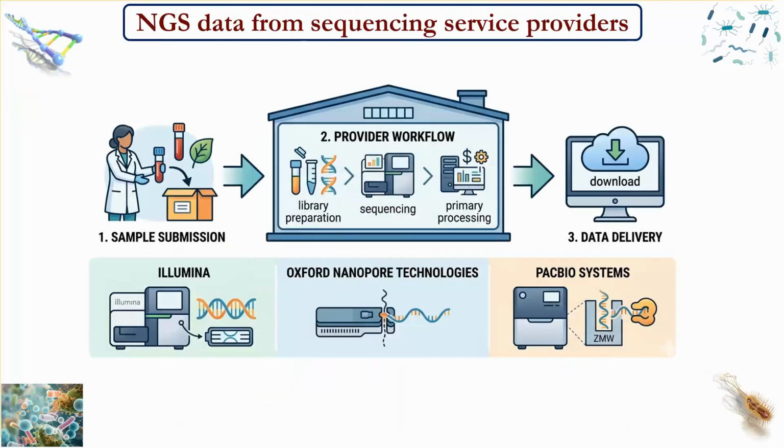Now let's start with the first approach, obtaining raw NGS data from sequencing service providers or companies. Raw next generation sequencing or NGS data can be obtained directly from commercial sequencing service providers, genomic companies, or institutional sequencing facilities after completion of sequencing. In this approach, biological samples are submitted to a sequencing laboratory where library preparation, sequencing, and primary data processing are performed using sequencing platforms such as Illumina, Oxford Nanopore Technologies, or PacBio Biosystems.